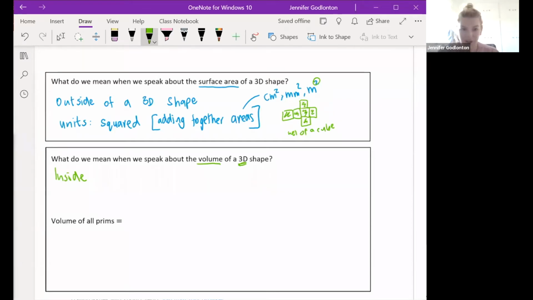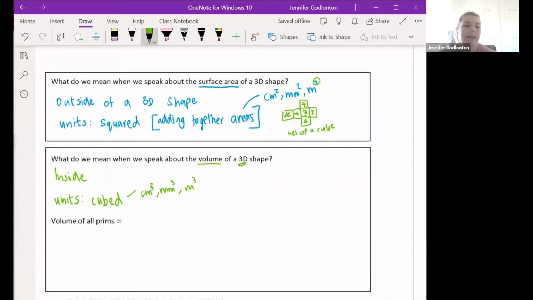Now with volume, our units are going to be cubed. The reason they're cubed is because we're multiplying three different ones together. What I mean by cubed is centimeters cubed, millimeters cubed, meters cubed, all of those are cubed. So when we're dealing with volume, it's going to be cubed.